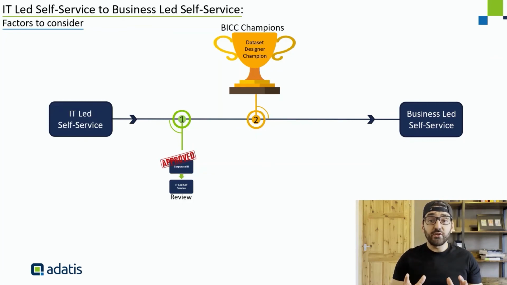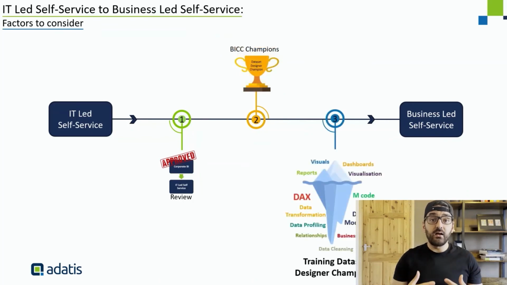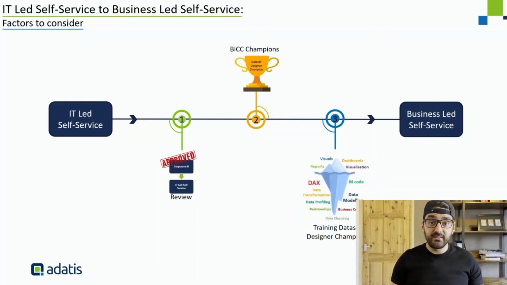We then have the third factor to consider, and that is training our dataset designer champions. So now that we've identified these individuals, we need to ensure we provide the correct training before moving to business-led. Now, the training for the dataset designer champion is very different from the training that we would have offered to the report author champions. So if a dataset designer champion creates a dataset and publishes it for it to be used by the report authors, any errors in that single dataset can quickly spread across the entire organization. So those were the three factors to consider before moving to business-led self-service.